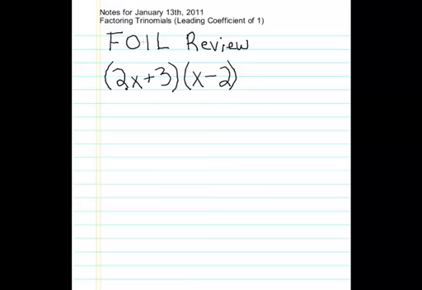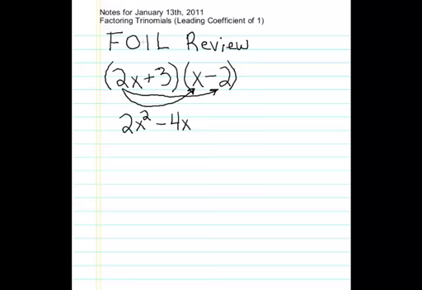The F in FOIL tells us that we're going to take the first term in each parenthesis and multiply those terms together. So I'm going to take the 2x, multiply it by the x to get a product of 2x squared. The O in FOIL represents outer, so I'm going to take the outer terms in each parenthesis and multiply them together. I'm going to take the positive 2x times the negative 2. Positive 2 times negative 2 is negative 4. And since the first term had an x on it, we're going to get negative 4x here.